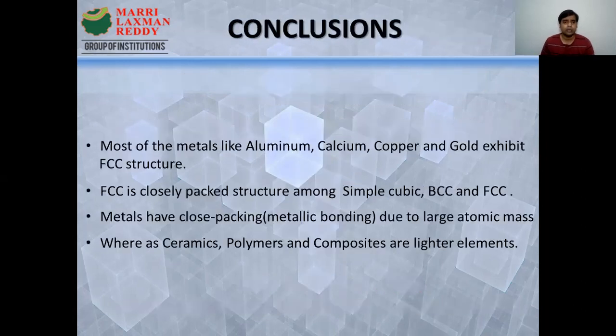So let us come to the conclusion. Most of the metals like aluminum, calcium, copper, and gold exhibit FCC structure, and FCC is the closely packed structure among simple cubic, BCC, and FCC. Metals have closely packed arrangement because in metals, metallic atoms are held very closely due to metallic bonding and due to large atomic masses, whereas ceramics, polymers, composites are lighter elements which are loosely packed structures when compared to metals.